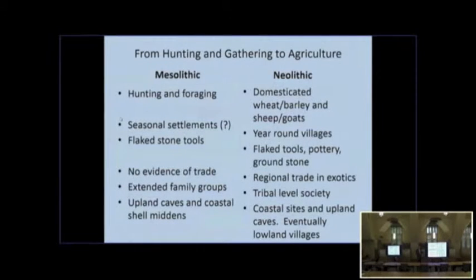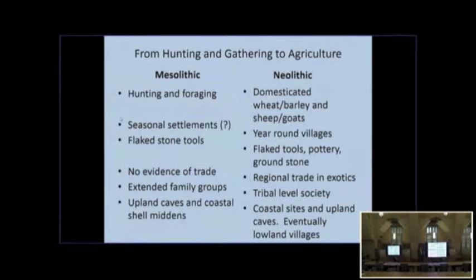So let's look at the differences between these two societies really quickly. In the Mesolithic, so that's pre-agricultural, you have hunting and foraging. You have seasonal settlements, though we don't know for certain, because with the rise of the sea levels, not only do we have great shell middens, but we also lost a lot of sites. If they were living on the coast in the Mesolithic, those are now underwater, so they're very difficult to discover in the Western Mediterranean.